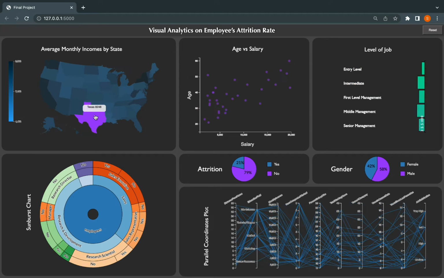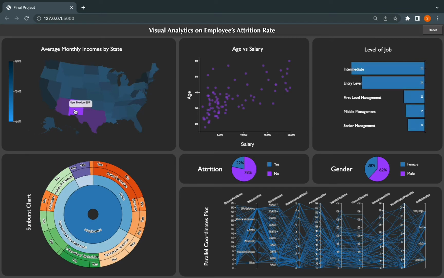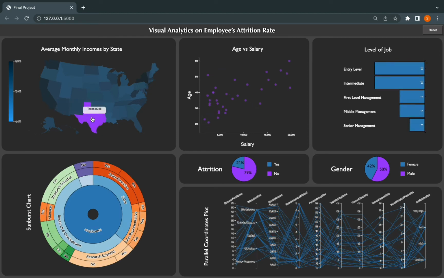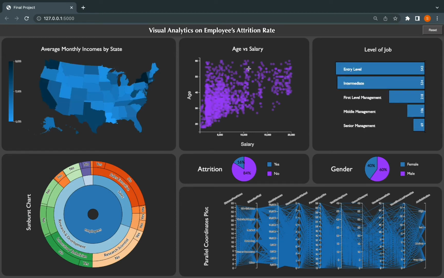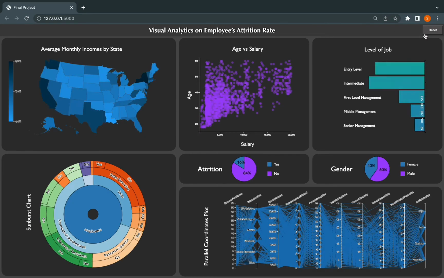Once we click on Texas, we can see everything in this dashboard gets filtered and the data gets changed. For example, we can select multiple states and we can deselect them by clicking on it again. This is a scatter plot which represents age versus salary. X-axis is salary and y-axis is the age. We can brush over a particular subset if we want to filter the data. To reset this, we can click on the reset button here.